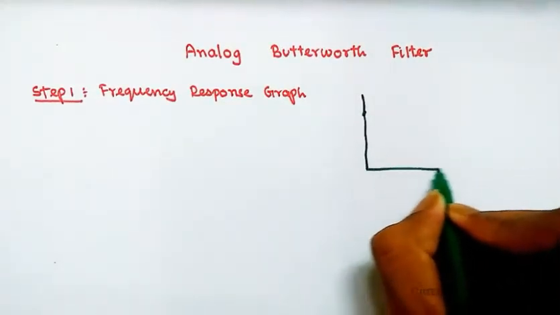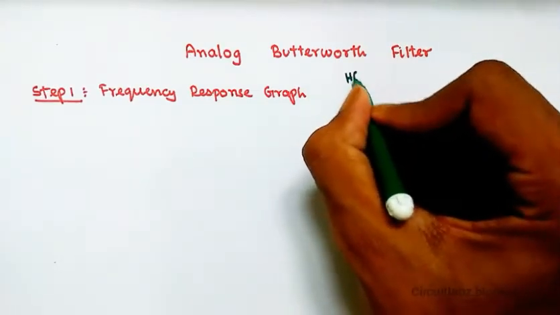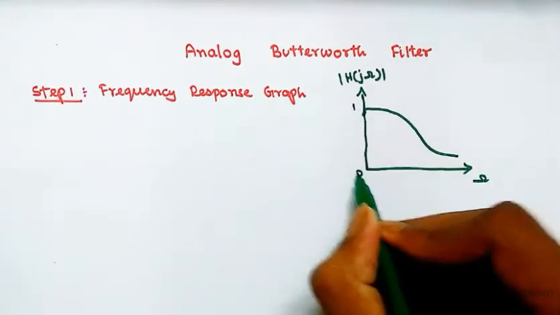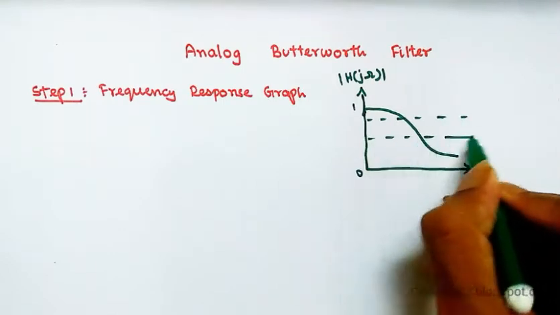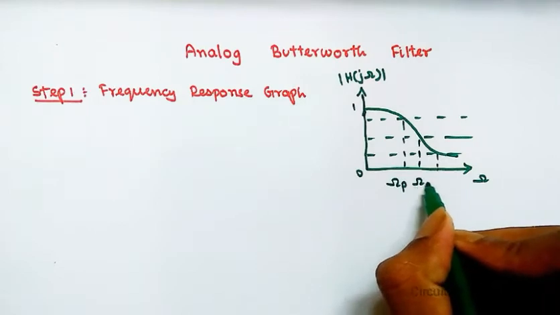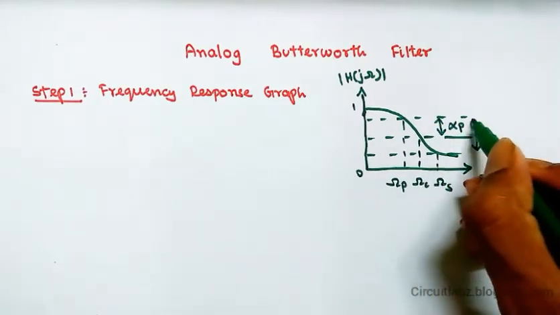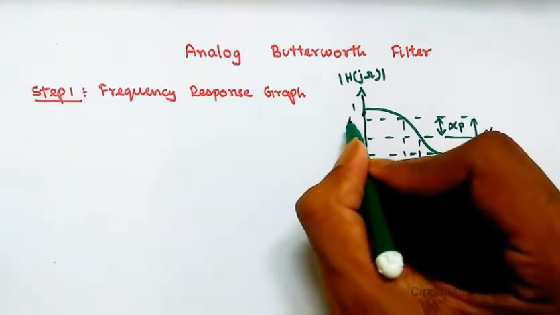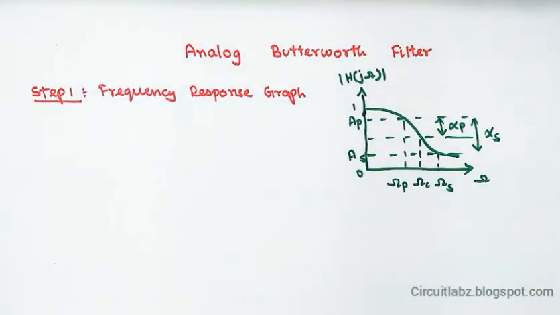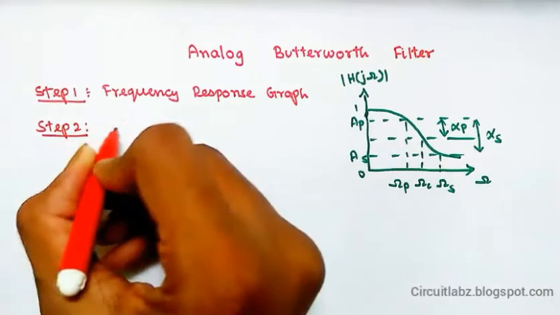So analog Butterworth filter, we will have specifications which consist of two axes. One is omega, its units is radian per second, and another is mod of H of j omega. So omega p is the passband frequency, omega c is the cutoff frequency, and omega s is the stopband frequency. Ap is the passband frequency gain and As is the stopband frequency gain.